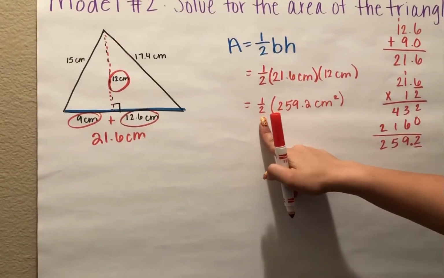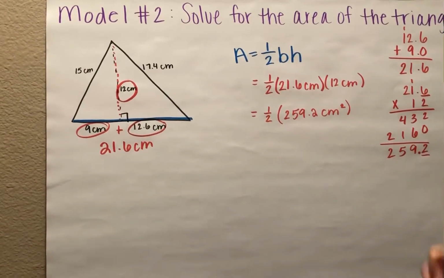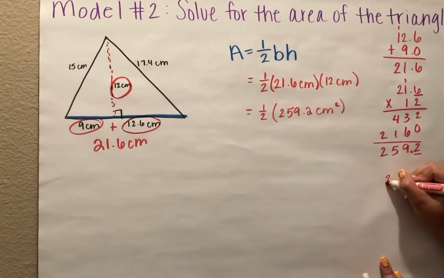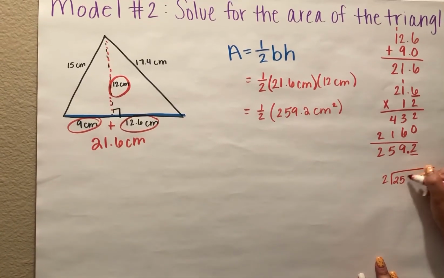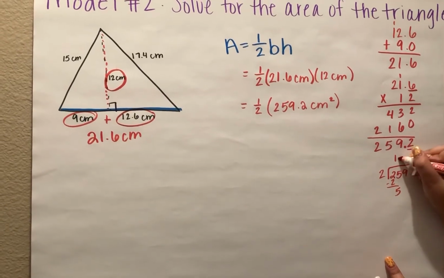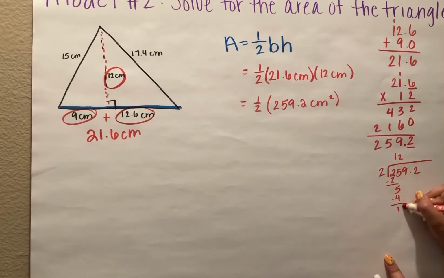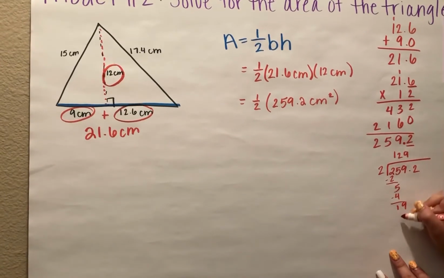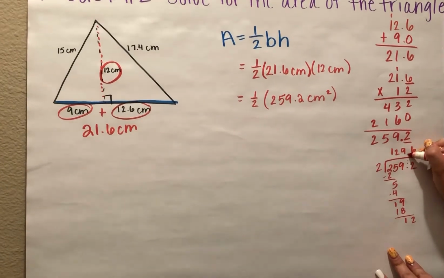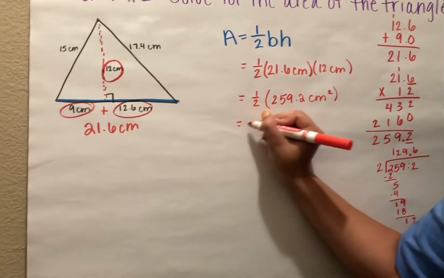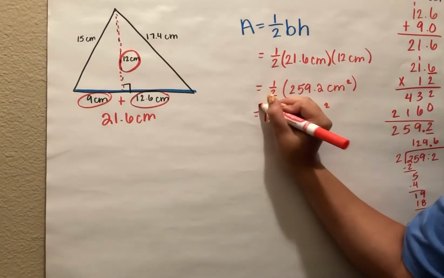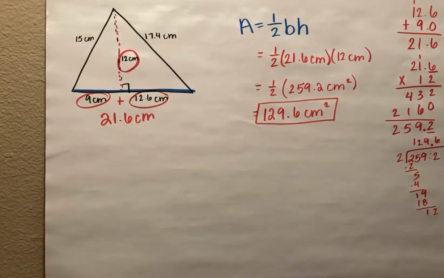Next, I know that multiplying by a half is the same thing as dividing by 2. So I'm going to go ahead and divide 259.2 by 2. Two goes into 2 one time. 2 goes into 5 2 times. 2 goes into 19 9 times. And 2 goes into 12 6 times. Bring up that decimal. And so now I have my final answer of 129.6 centimeters squared.